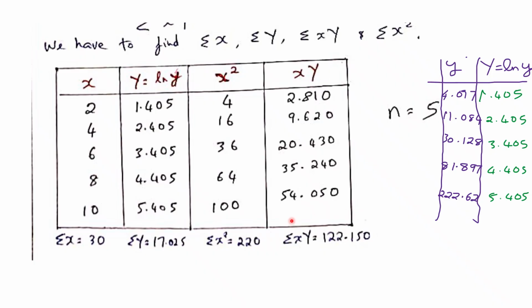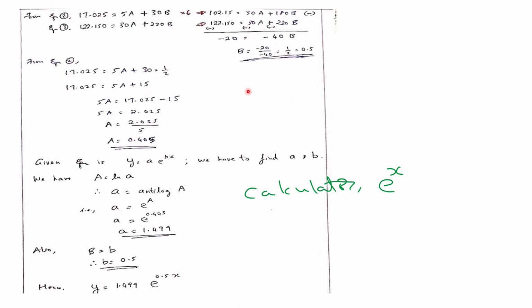So like that, you will get sigma xy as 122.150. So I told you, we want to find sigma x, sigma y, sigma x square and sigma xy. Now we will use this in the equations as seen in the previous slides. So equation 2, after substituting, you get 17.025 is equal to 5a plus 30b. Equation 3 is 122.150 is equal to 30a plus 220b. This is just by using the values of sigma x, sigma y, sigma x square, sigma xy. That's all that is done to equations 2 and 3.